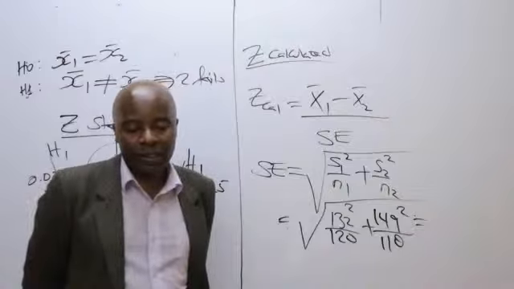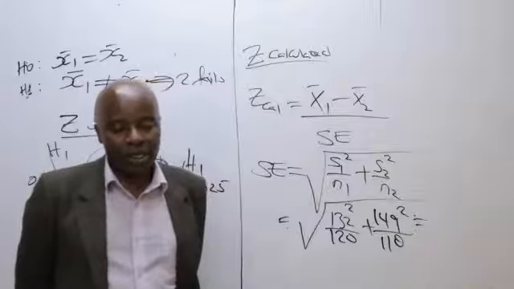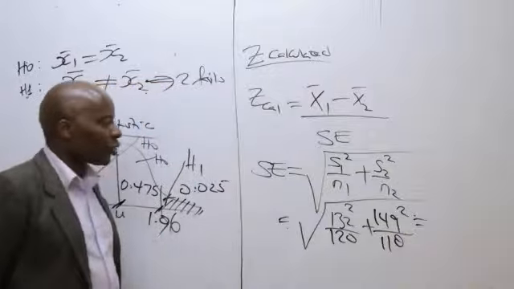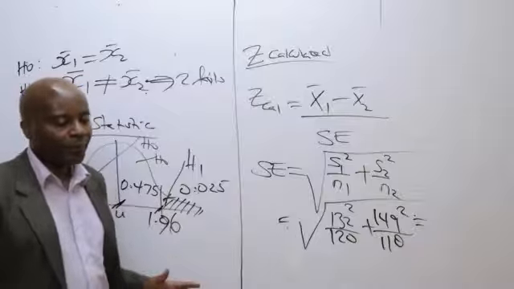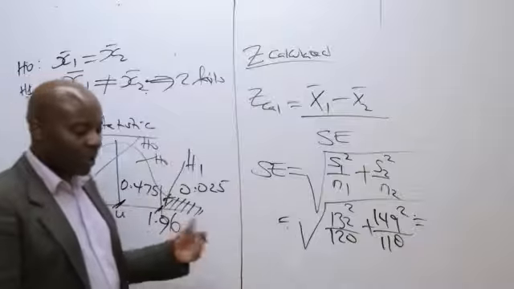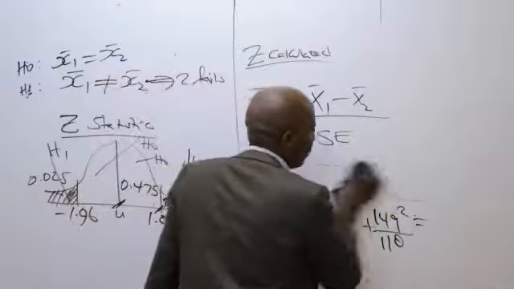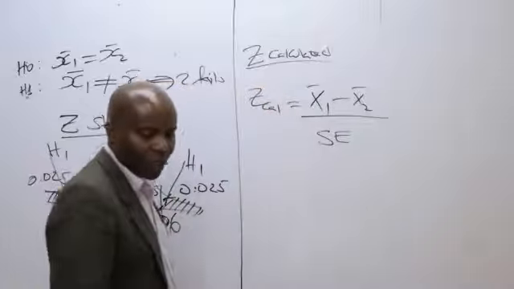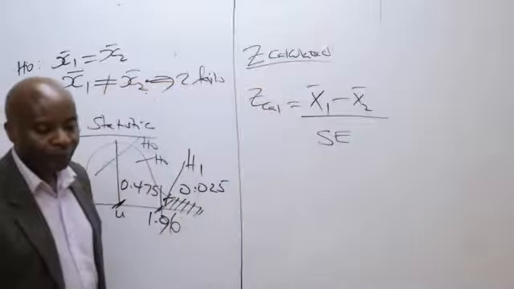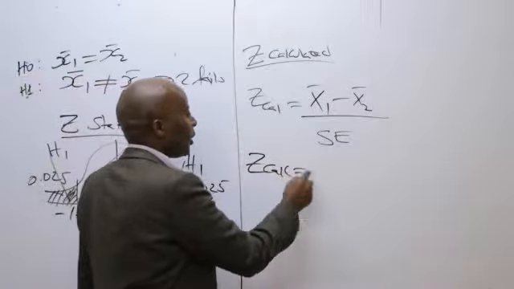Wycliffe is giving me the same, 18.63. Thank you very much. So I'm being told that the standard error is 18.63. Now come back to our Z calculated equation, and then we plug in. I hope all of us have been able to get that 18.63. So ladies and gentlemen, we have our Z calculated as what here?